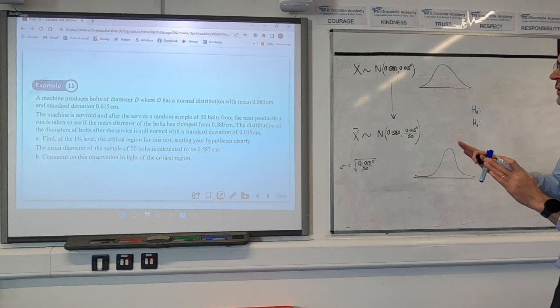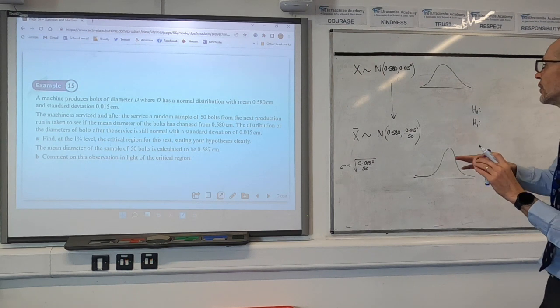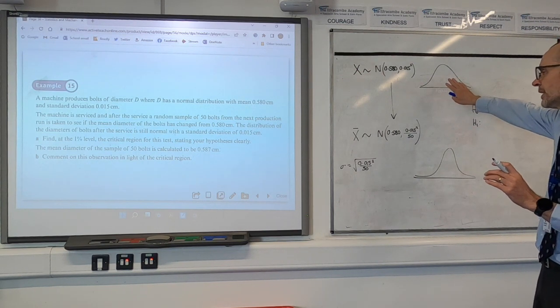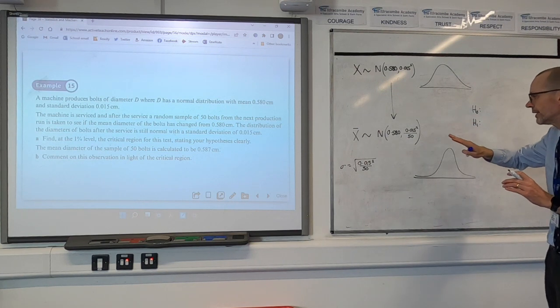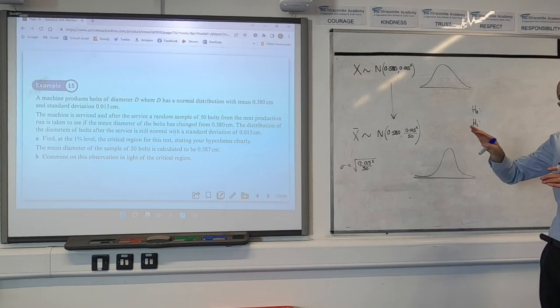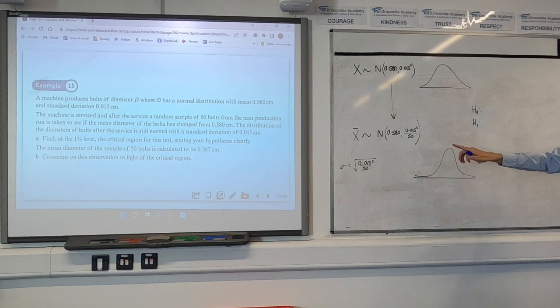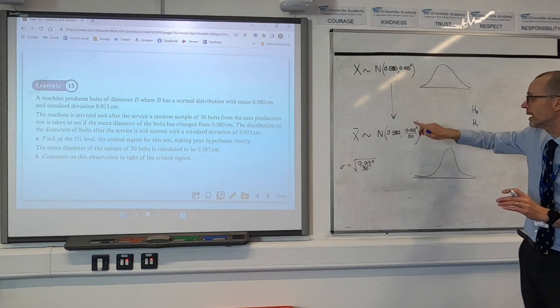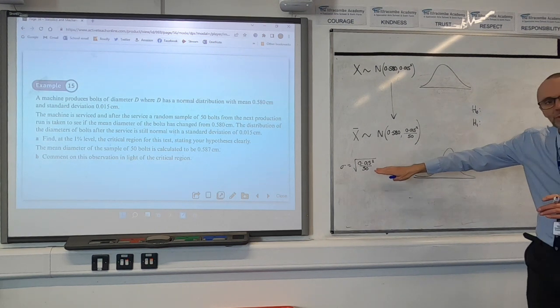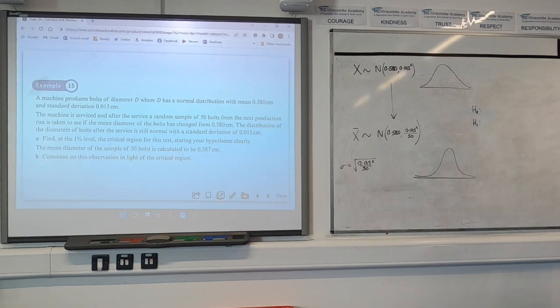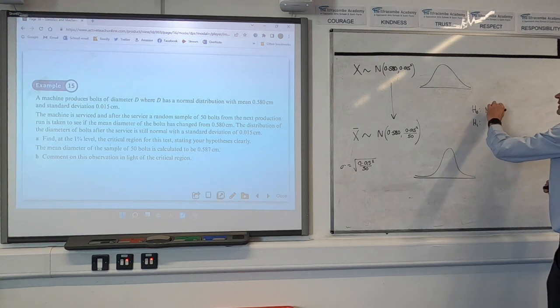So I'm hoping you can see what's going on here. We've got the original distribution, but because we're dealing with a sample of 50, the distribution of the means of lots of those samples would look like this, with a mean that's the same, but with a much narrower variance, which we square root to get the standard deviation. My null hypothesis is that the mean is unchanged.